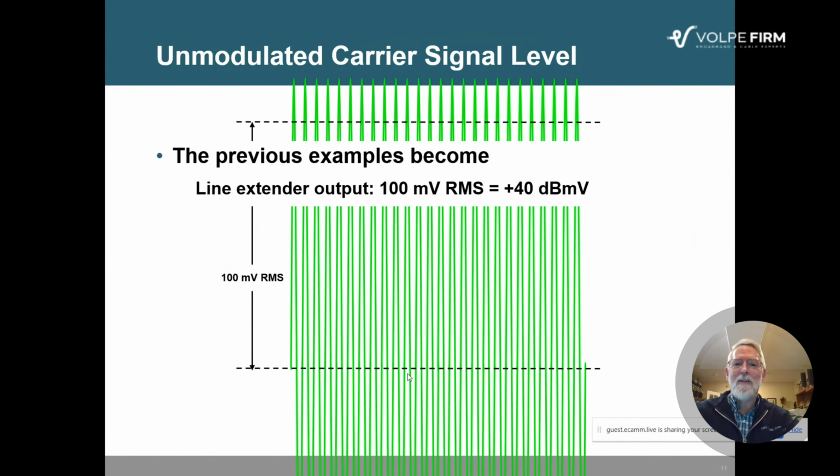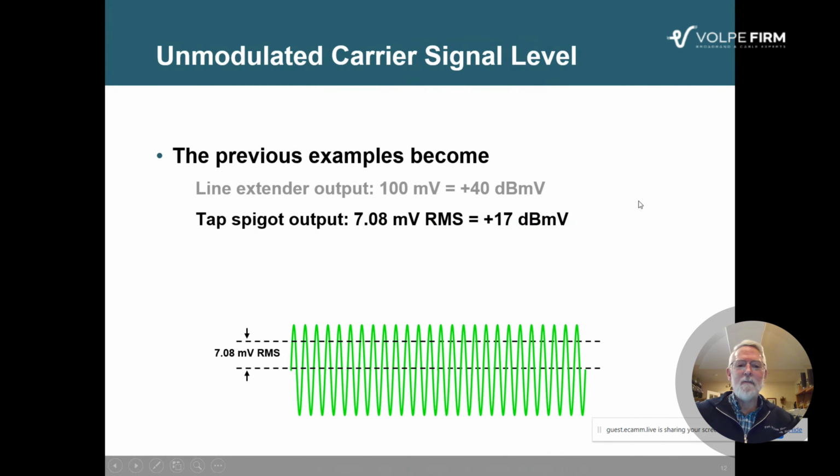Yes, we did. All right, so now let's go back to those 4 examples that I shared earlier. Remember, the line extender output, this is a per channel value, is 100 millivolts, root mean square. And if we convert that to dBmV, by the way, when I created the graphics that show these sine waves, they are actually to scale relative to one another on this one and the next couple slides. So we can see 100 millivolts root mean square translates to 40 dBmV. The tap spigot output, and here again, this is all scaled correctly, 7.08 millivolt RMS equals plus 17 dBmV. So a fairly typical per channel level at the tap spigot.